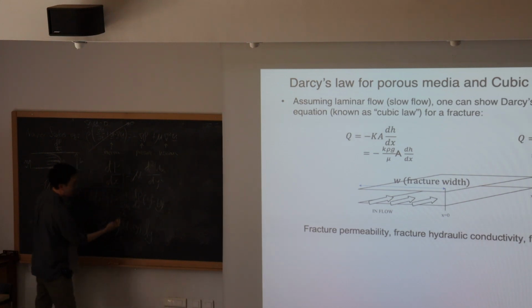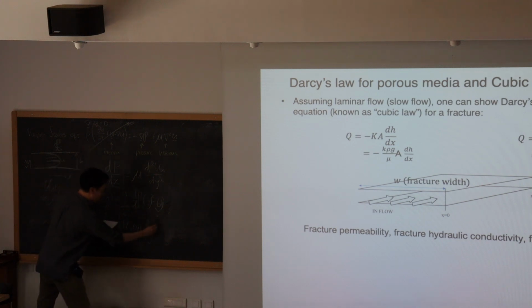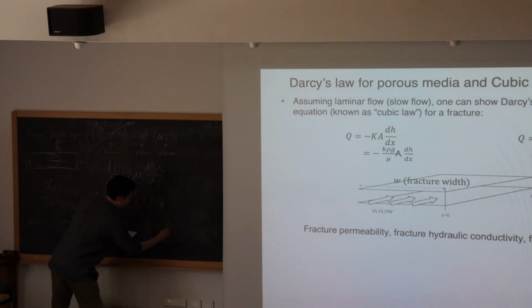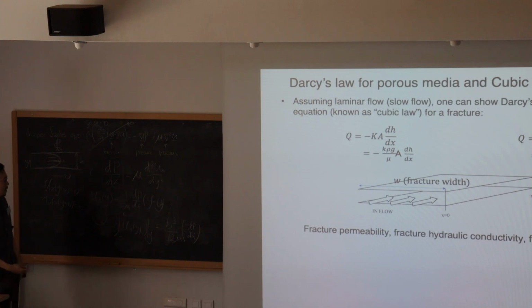If you integrate and put b and then 0, from one integration you get the cube, and that gives you b cubed over 12 mu times minus dp/dx. So we got the cubic law.